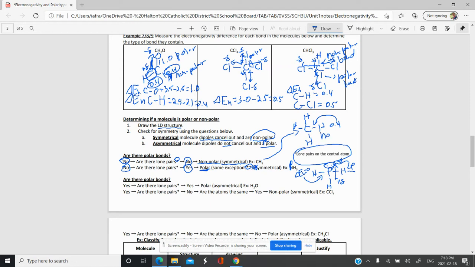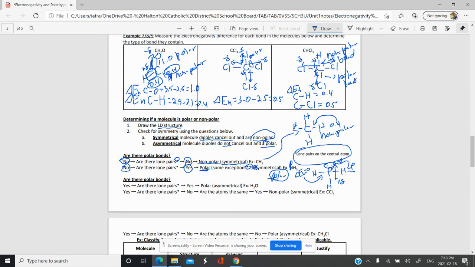So this one here was nonpolar. This is considered polar because even though there's no polar bonds, there's still a lone pair on that central atom, and so that makes it polar. So that's the scenario where you ask if there are polar bonds and you say no. Those are two possible scenarios.